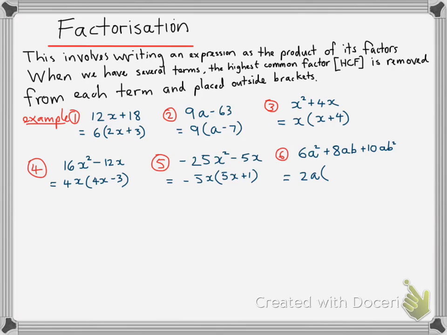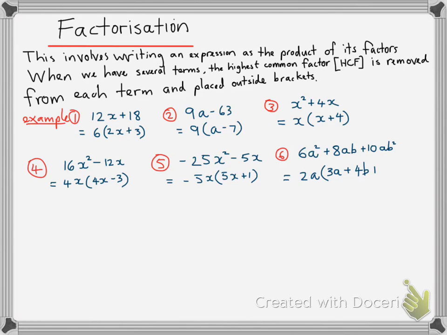I want to get 6a squared. 2a times 3 gives me the 6, but I need another a. That'll give me 6a squared. Now to get the 8ab, 2 times 4 gives me the 8. Now I want an ab. At the moment, I've got an a outside, so this a needs to be multiplied by a b. So 4b does the trick.